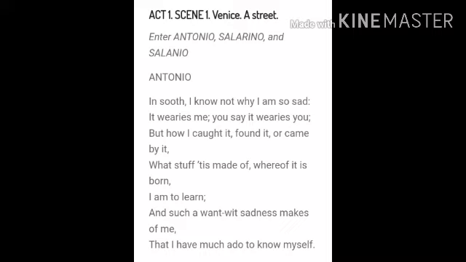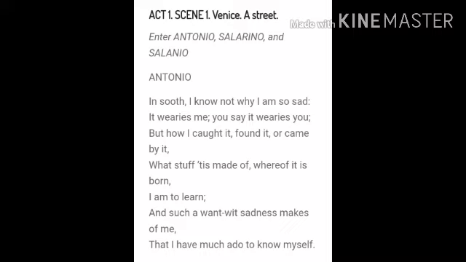So when the play begins, we find Antonio in one such mood. And what Antonio says about the situation is that I don't know why I am so sad. I don't know from where I caught the sadness, how it came to me, what it is made up of, or what is the reason for my sadness. I don't know anything related to it.